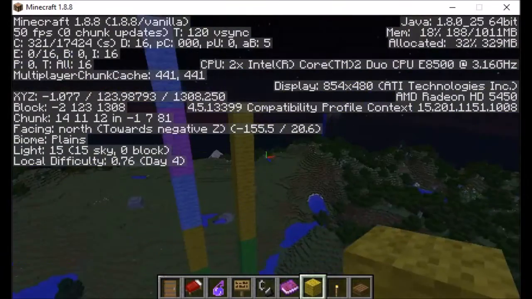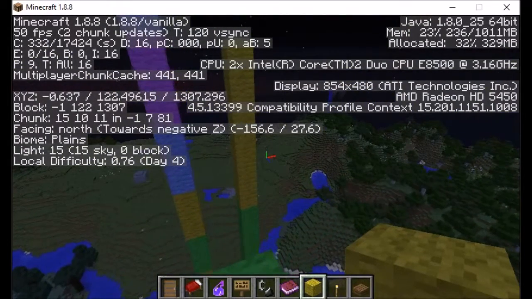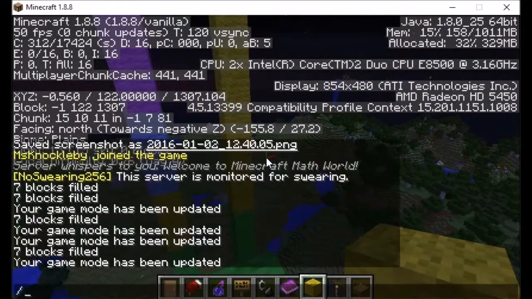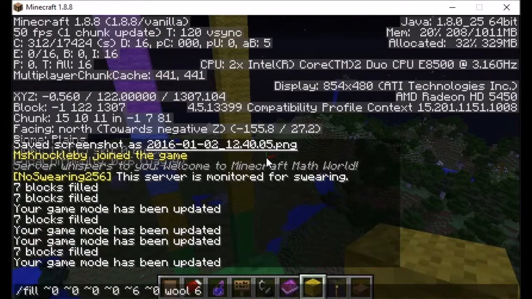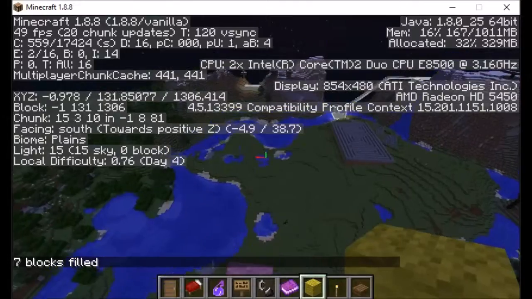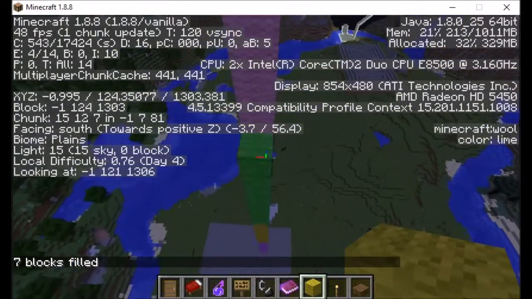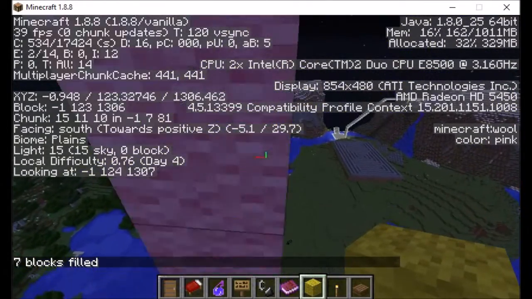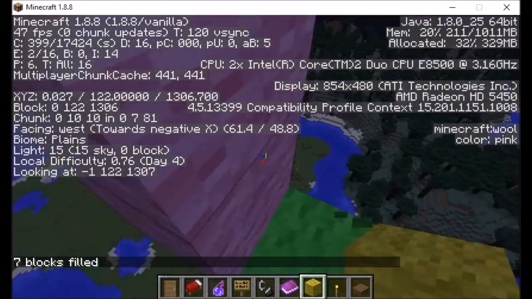So this is just one way to practice multiplication in Minecraft. So there I've put, oh, I was standing to the side. So my tower is off slightly.